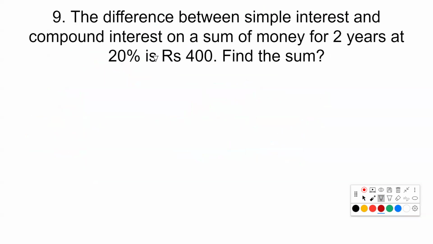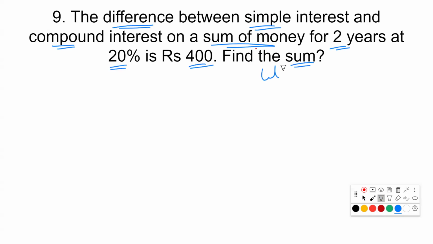So this is a question which will help you understand what is the difference between simple interest and compound interest. The difference between simple interest and compound interest on a sum of money for 2 years at 20% is 400. Find the sum. So let's get the question right. The difference between simple interest, compound interest on a sum of money, we don't know. For 2 years, time is known, rate of interest is known. The difference is 400, find the sum.